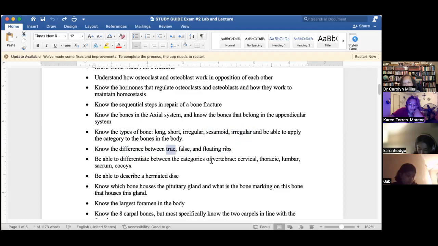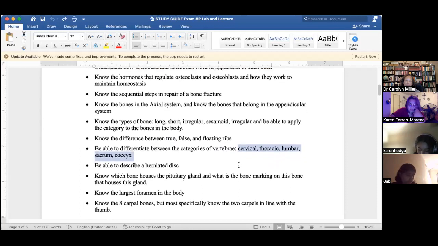Be able to differentiate between the categories of vertebrae. We have 7 cervical vertebrae, 12 thoracic vertebrae, 5 lumbar, 5 sacral, which are fused to give 1 sacrum in an adult. And the coccyx is 3 to 4 fused, so we have 1 coccyx. I will show you this on the lab exam because I think I do have a diagram, and you'll need to differentiate between these vertebrae. You'll need to be able to recognize them.